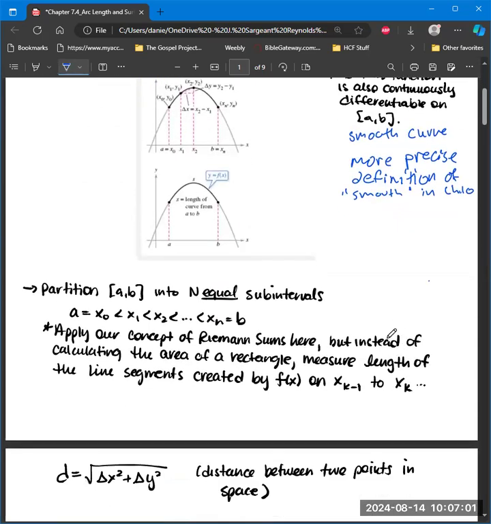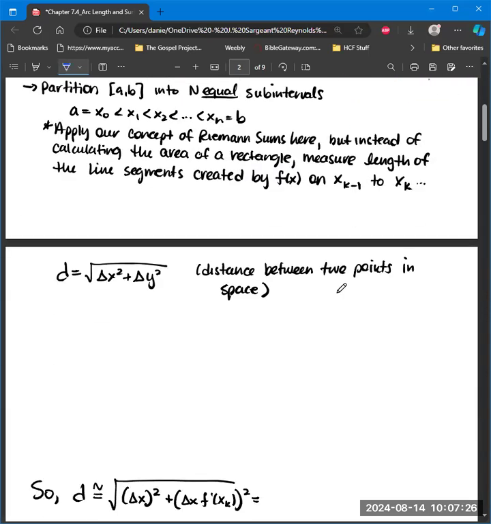So we can partition the curve into n subintervals, which you see in pink there, with x0 being less than x1, being less than x2, being less than ... being less than xn, and xn is going to be equal to b. So a is going to be x naught, and xn is going to be equal to b. We can apply our concept of the Riemann sum, but instead of calculating the area of the rectangle, we measure the length of the line segments created by f of x from x sub k minus 1 to x sub k.